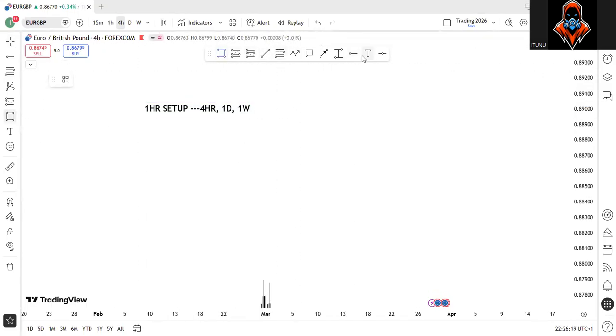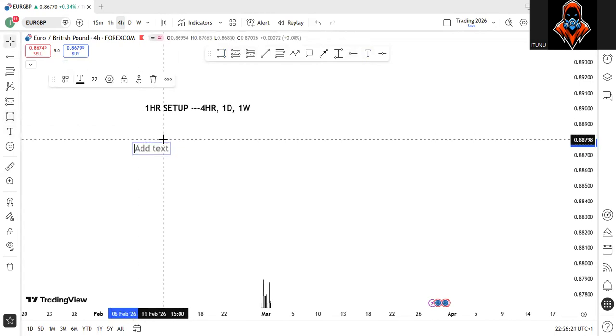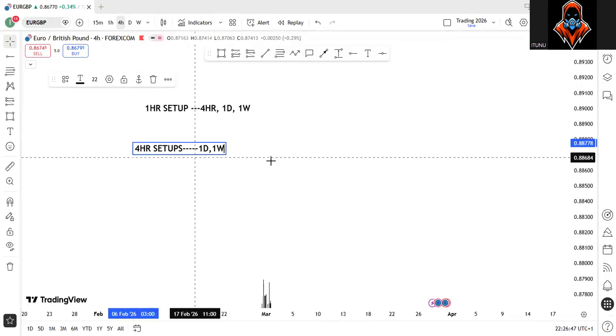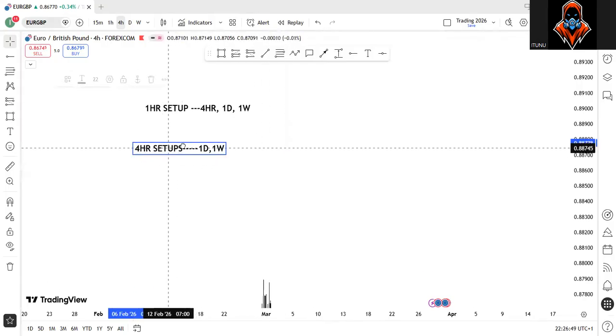And for 4 hour setups, what I mean by 1 hour and 4 hour setups is that your setup is showing clearly on the 1 hour time frame, and 4 hour setups, meaning that your setup is showing clearly on the 4 hour time frame. So what can support it? Like where is it coming from? What can support it is the daily time frame and the weekly time frame.